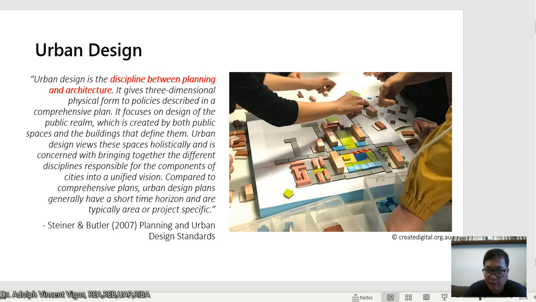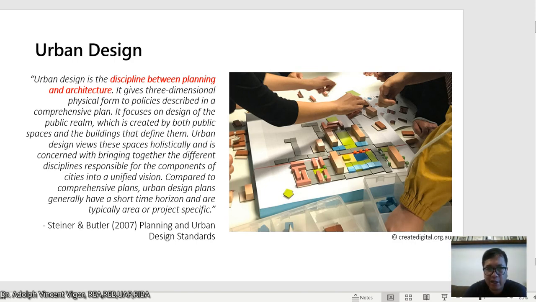dimension or form. So it focuses on the design of the public realm, which is created by both public spaces and the buildings that define them. So urban design views these spaces holistically and is concerned with bringing together the different disciplines responsible for the components of cities into a unified vision. Compared to comprehensive plans, urban design plans generally have a short time horizon and are typically area or project specific. So that's the definition, guys, of urban design.